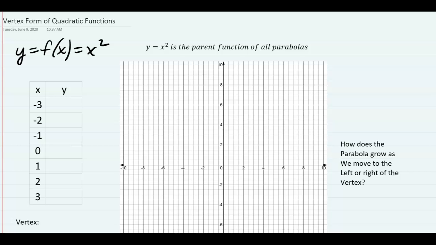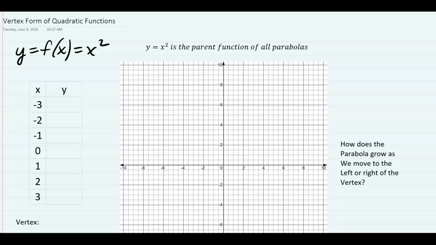In this lesson, we're going to look at the vertex form of quadratic functions. We'll learn how quadratic functions can be graphed from this new form known as the vertex form. But before we do that, we're going to start by looking at y equals f of x equals x squared. Y equals x squared is known as the parent function of all parabolas. For fun, I sometimes call it the mother of all parabolas.